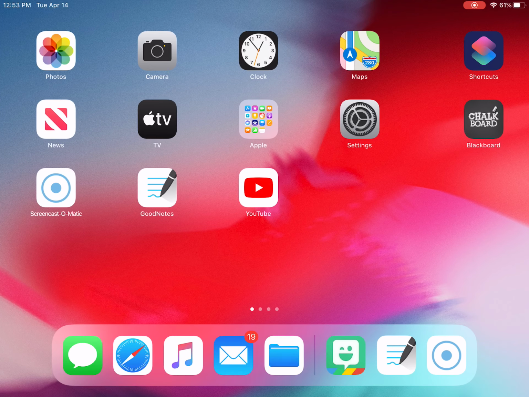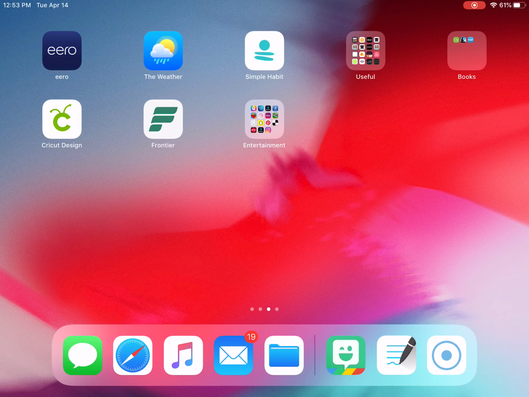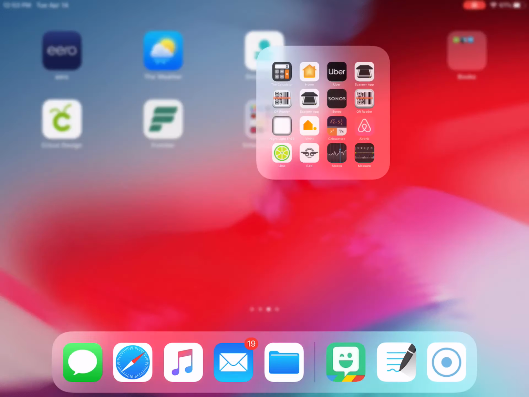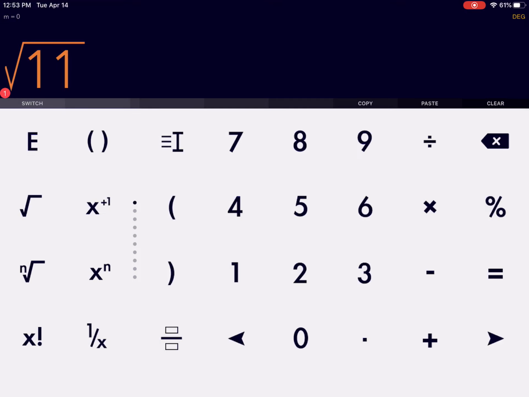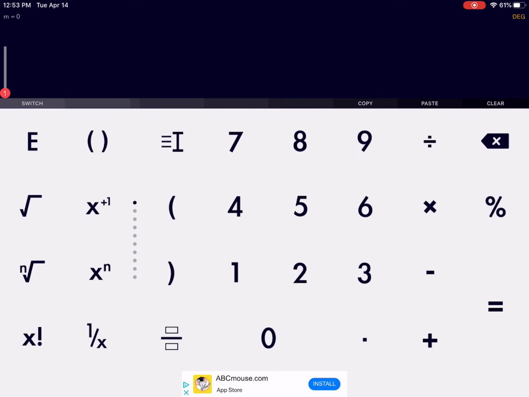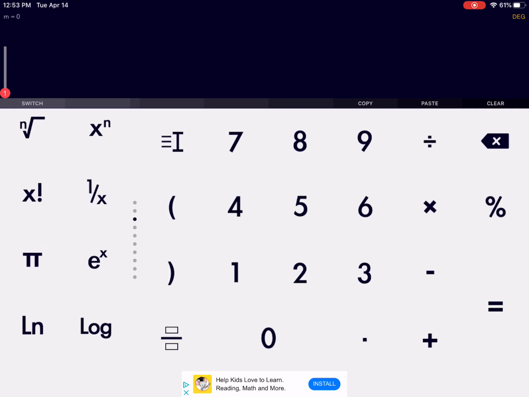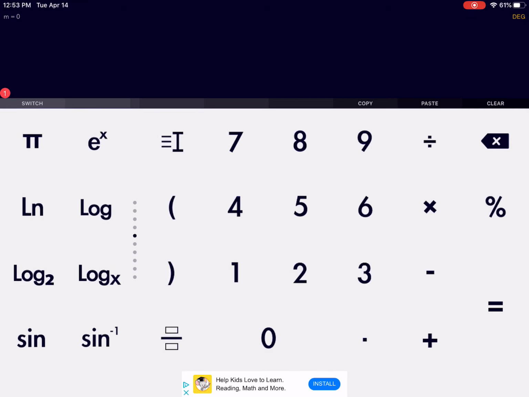Guys, I've lost my calculator. Oh, I think I put it in something. Aha! Okay, and hopefully I have a pi button somewhere. There we go. Okay, so because I'll need that.